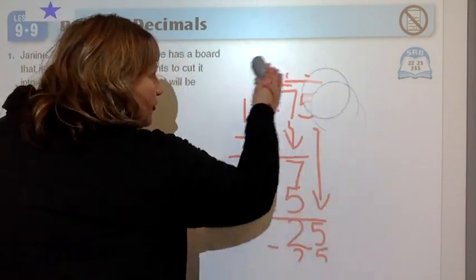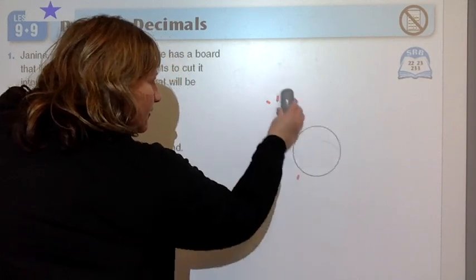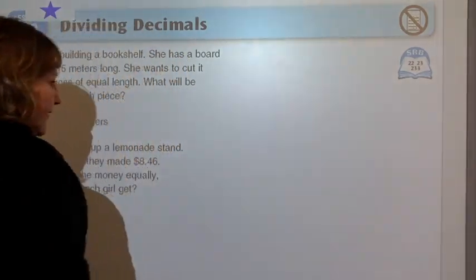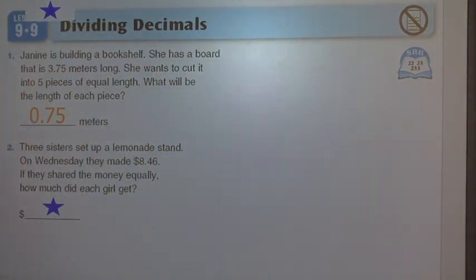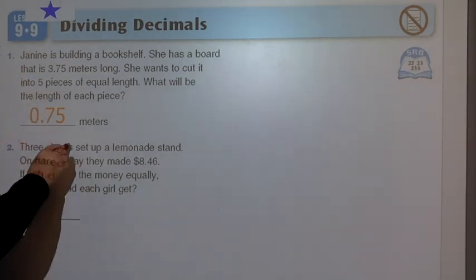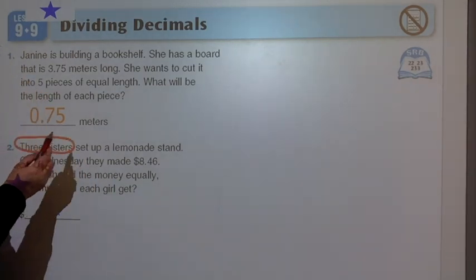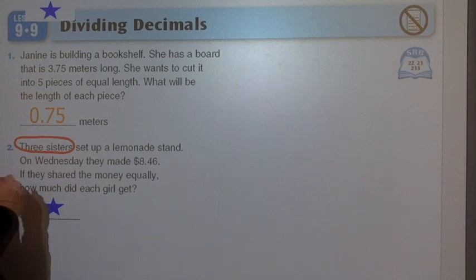Start looking at number 2, reading that to yourself. See if you can figure it out, how that's going to be set up. 3 sisters set up a lemonade stand on Wednesday. They made $8.46. If they shared the money equally, how much did each girl get? Well, look at here. We have a 3. They're not trying to trick you. They're not saying 3 and somebody else. We have 3 sisters, and they made $8.46.